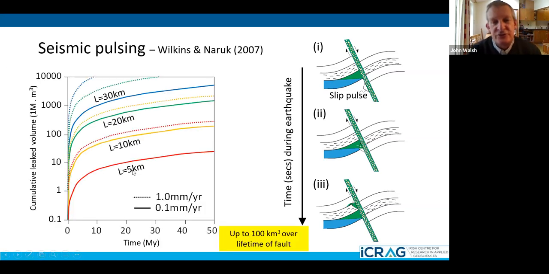This is the amount of leakage you get. You can have a look at that in the paper. Do you remember that paper I showed a link to? You can get that now. Up to 100 cubic kilometers over the lifetime of the fault. So between seismic pulsing and pumping, you're in business. There's lots of ways of moving fluids. And you can still do it when you want to valve a system. So there are ample ways, given all these different models, which we've pulled together into one paper recently, to get fluids going.